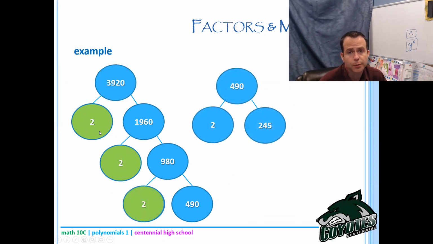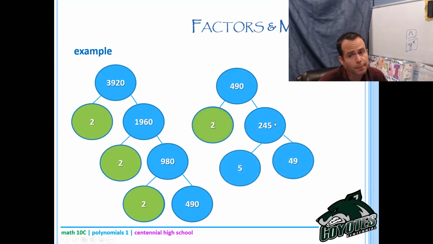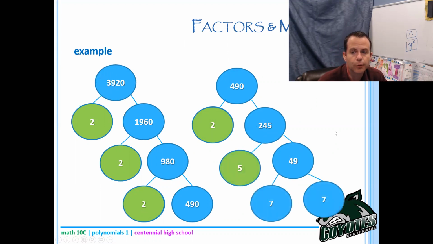You don't have to do it this way. Some of you at the very beginning of this question may have looked at this 3,920 and said, hey, why don't I just take a 10 out right away because I see it divides by 10. Perfect, okay, doesn't matter. So my 490 gets broken down into 2 times 245. The 245 no longer can be divided by 2, but I can divide it by 5. So I'm going to go 5 times 49. And then the 49 gets broken down into 7 times 7.